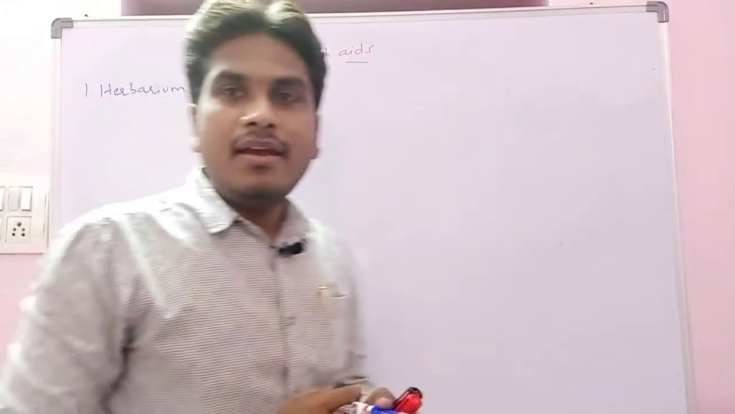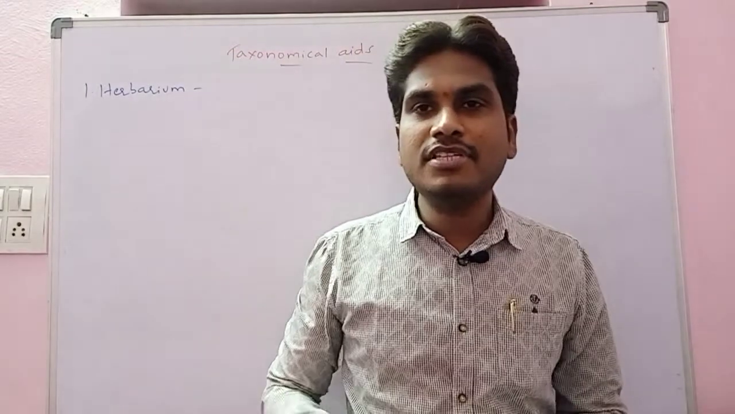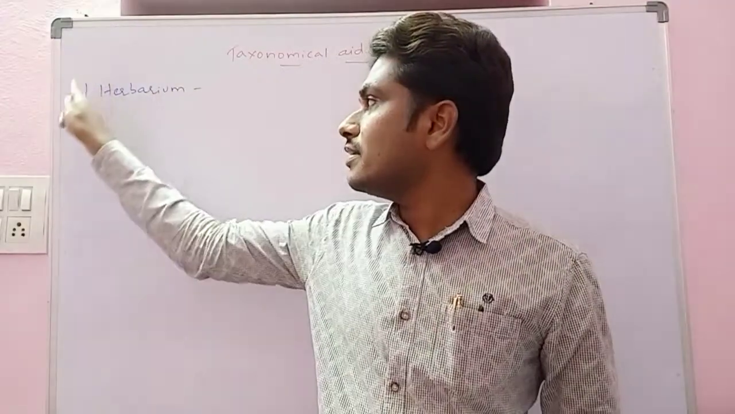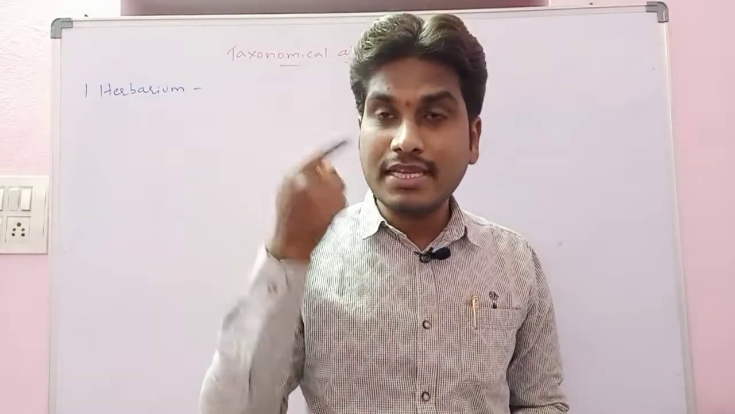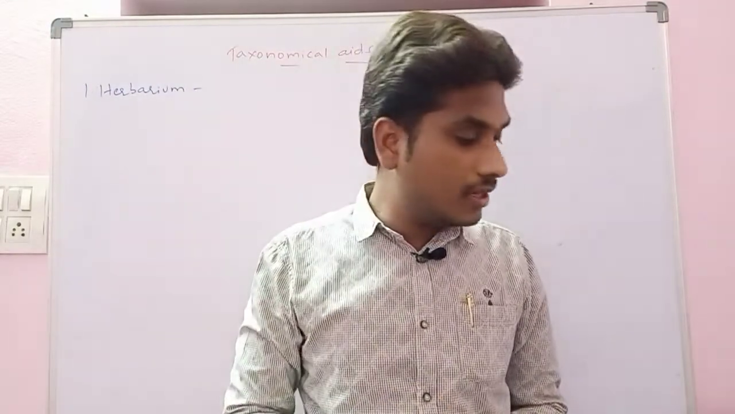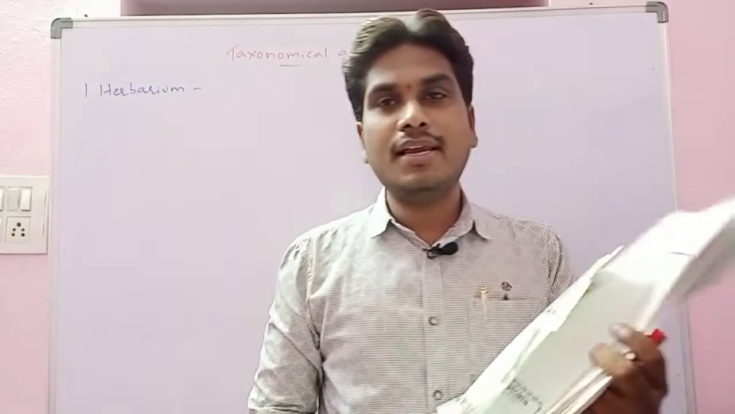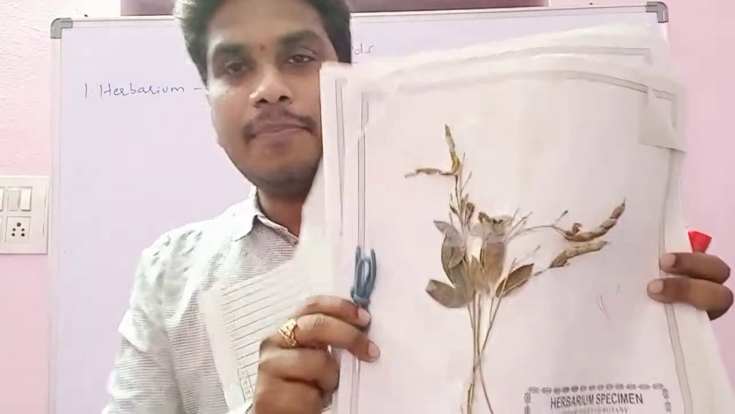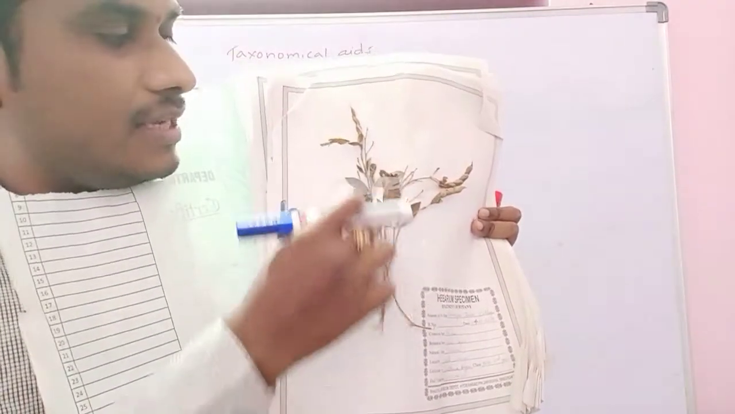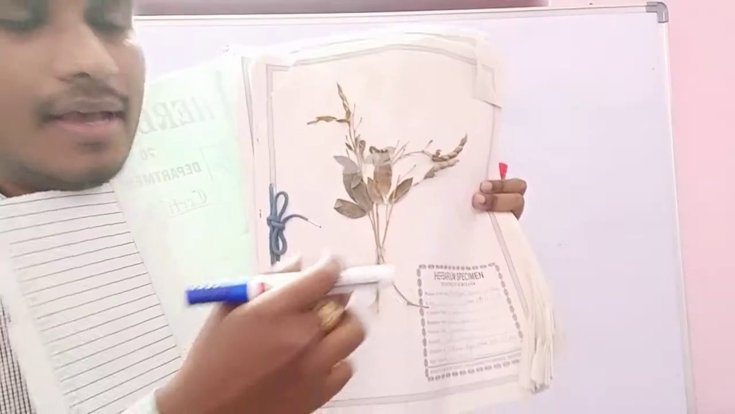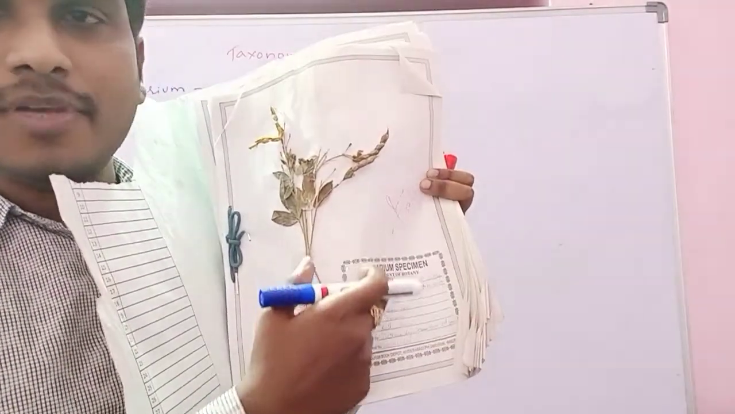What is a herbarium? Herbarium is a book consisting of dried and pressed plant species. Here we are preserving or storing plants which are dried, and we are sticking the dried and pressed plants on sheets. If you see the herbarium, this is a plant, and like this we place the plant on the herbarium. It is already dried, and by pressing we stick the plant on the herbarium sheet, and this sheet consists of complete information of the plant.